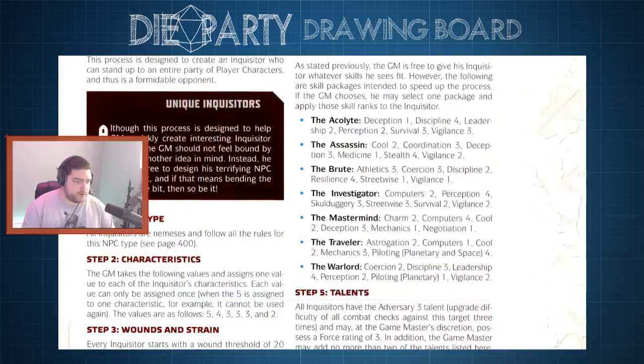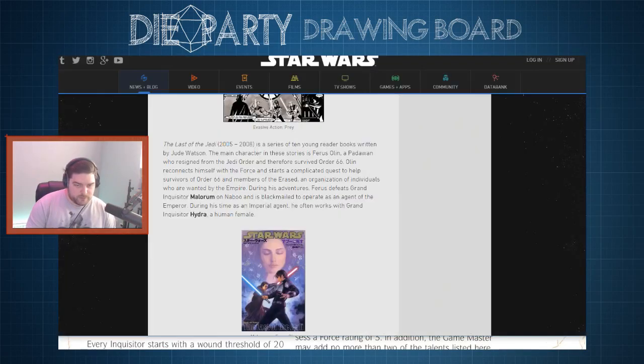Characteristics. The GM takes the following values and assigns 1 value to each of the Inquisitor's characteristics. Each value can only be assigned once. When a 5 is assigned to 1 characteristic, for example, it cannot be used again. The values are 5, 4, 3, 3, 3, and 2. Holy fuck, this thing is strong. Well, we can just start building that character now then. I mean, that's not a bad idea.